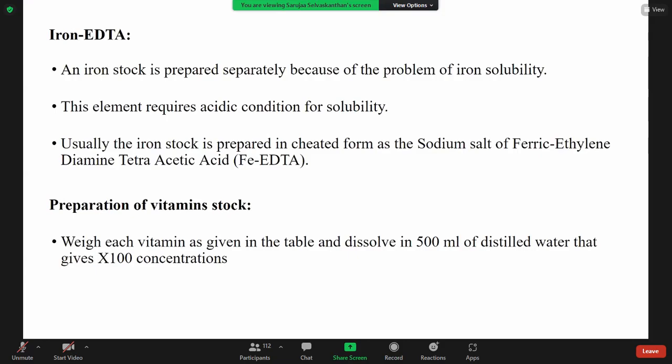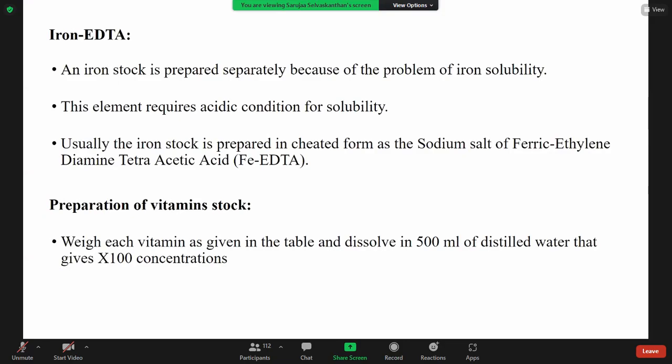So we have to measure it very carefully. Accurate measurement is important, right? Because all the nutrients are in minute quantity, and we have to measure them accurately. We have to dissolve it in 500. Now we prepare 500 milliliters of stock A, B, C, D, and E, right?